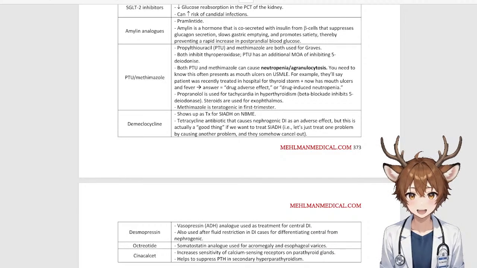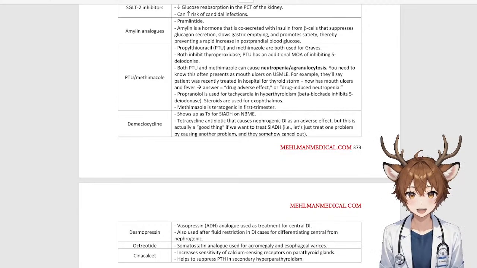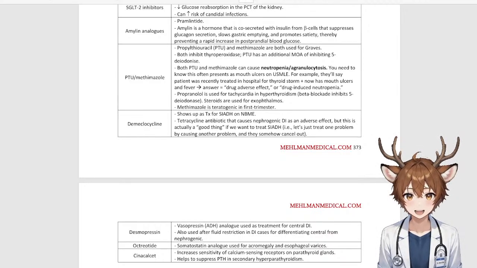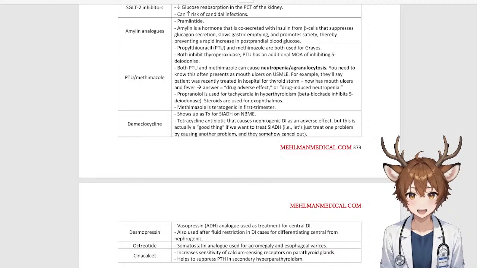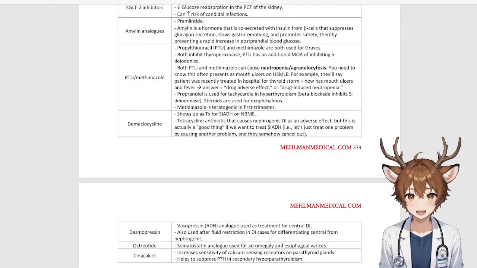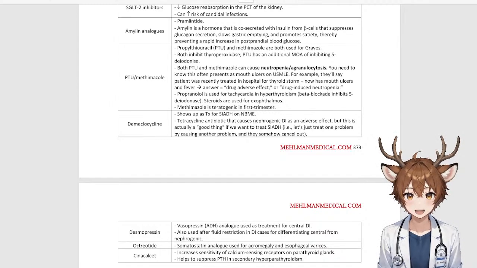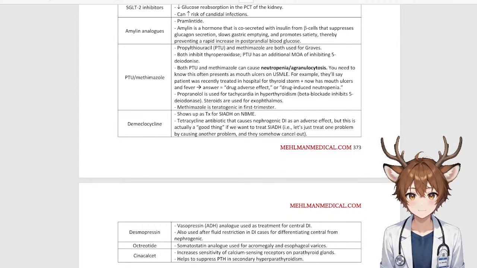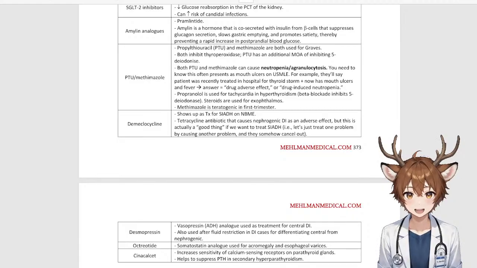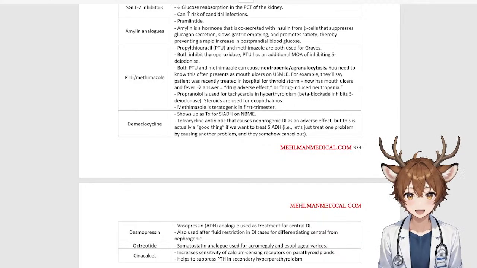What about propylthiouracil and methimazole? Well, PTU and methimazole are both used for Graves' disease. Both inhibit thyroid peroxidase. PTU has an additional mechanism of action, inhibiting 5-deiodinase. Both PTU and methimazole can cause neutropenia, agranulocytosis. You need to know this often presents as mouth ulcers on USMLE. For example, they'll say the patient was recently treated in hospital for thyroid storm, but now has mouth ulcers and fever. The answer should be drug adverse effect or drug-induced neutropenia.